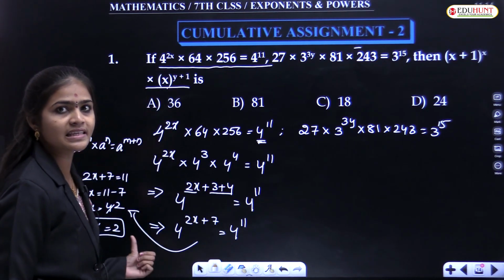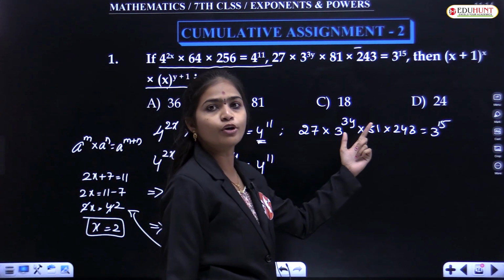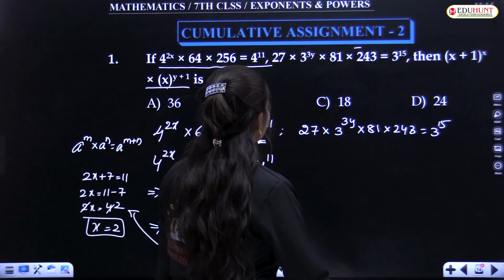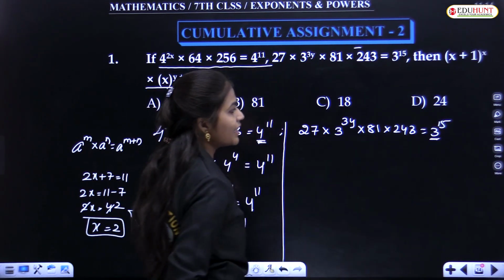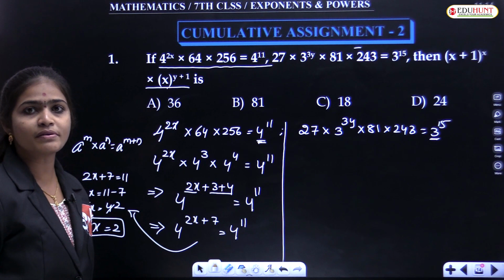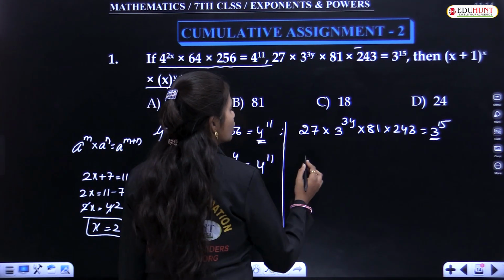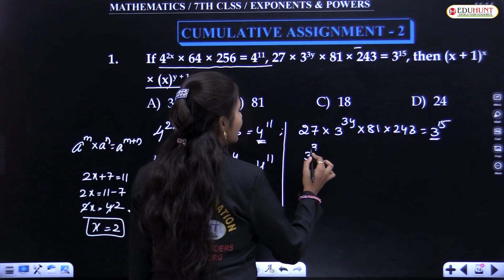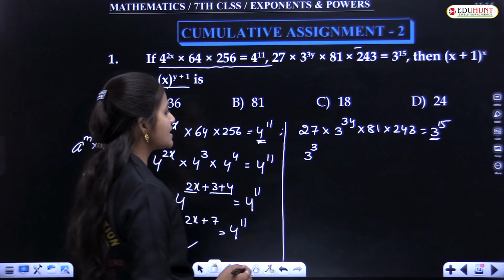So what is the value of x here? x is equal to 2. Now from this, find the value of y. The same process again. Observing the RHS, it has powers of 3. So convert this one also as powers of 3. 27 is 3 cube: 3 threes are 9, 9 threes are 27.